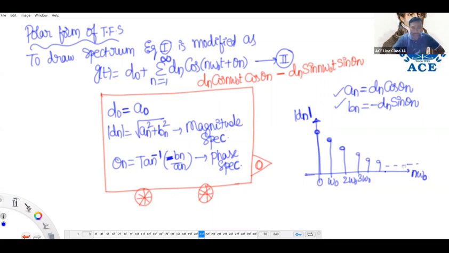Just go through the relations. After calculation of the coefficients, the final enjoyment is what? Sketching the shape of the magnitude and phase spectrum. That is the final enjoyment. After completion of this, take a short break of 20 minutes.